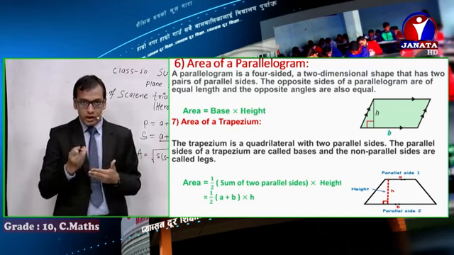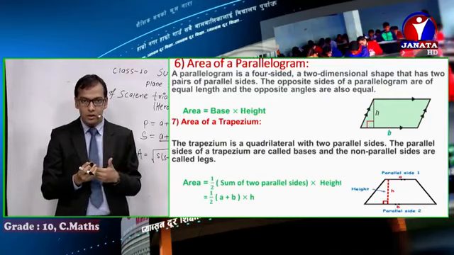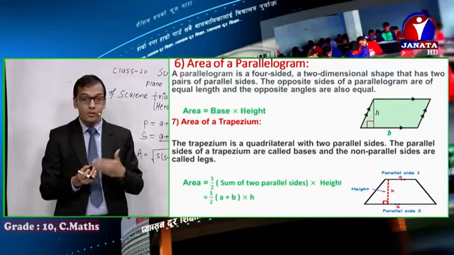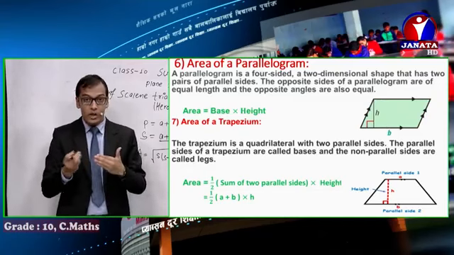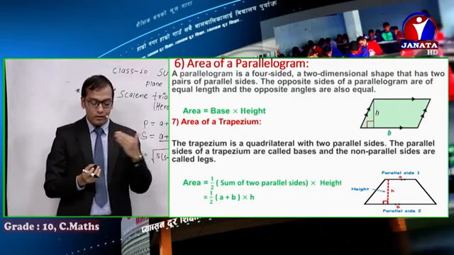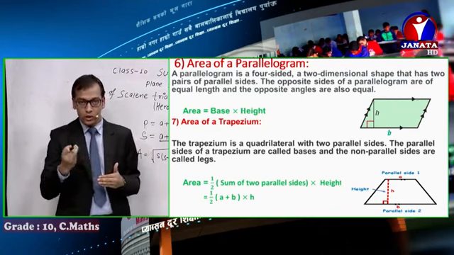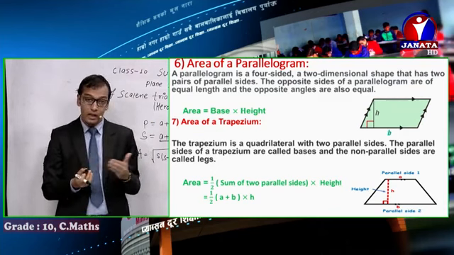A parallelogram is a quadrilateral which has two opposite sides parallel and equal. It means base and top are parallel and equal, and the two sides, the left-hand side and right-hand side, are also always equal and parallel. Opposite sides are equal and parallel. Its opposite angles are also equal.